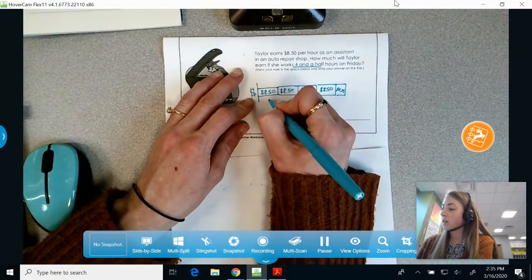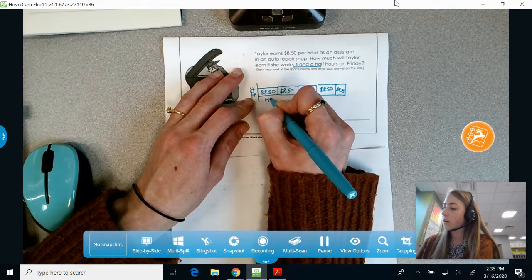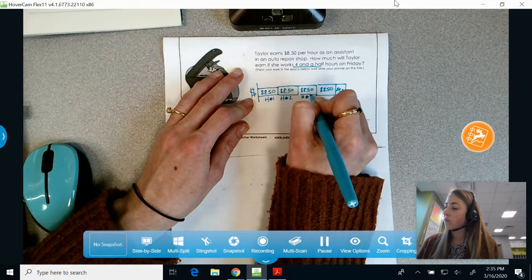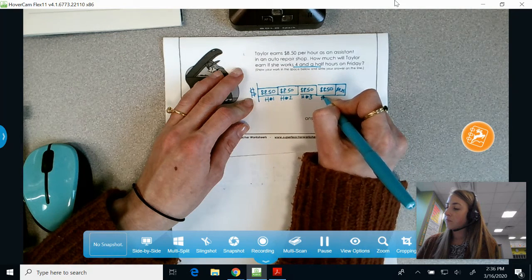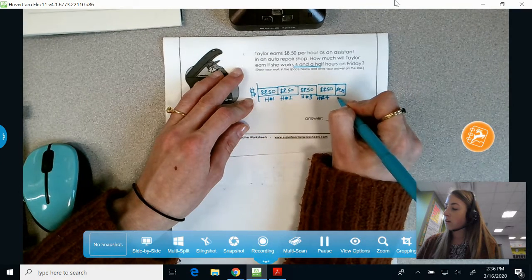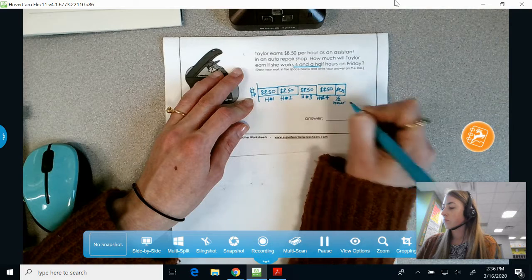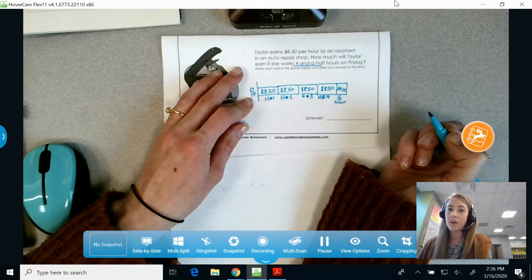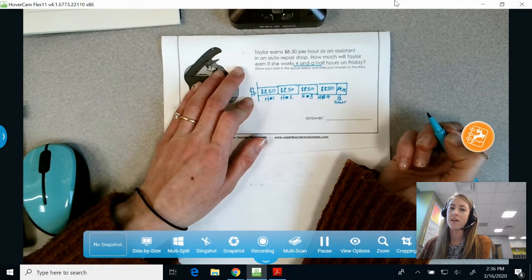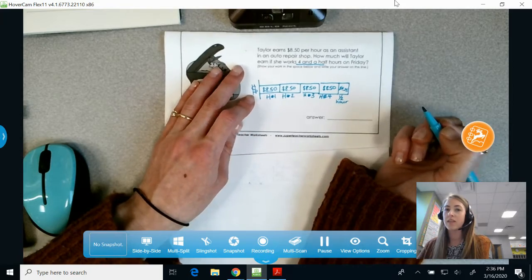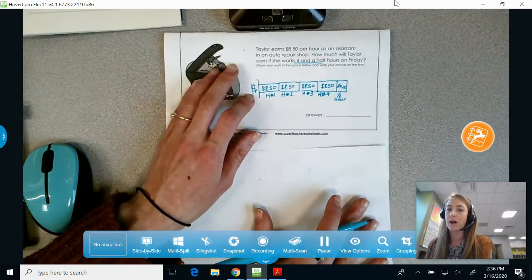So this would be hour number 1 all the way through hour number 4. Oh, kind of messed that up there. 4. And then this is the half hour. So as you can see, we're going to be multiplying $8.50 times 4.5. Now thinking about what does 4.5 mean, and can I write that as a decimal? And I can write that as a decimal. I can write it as 4.5.